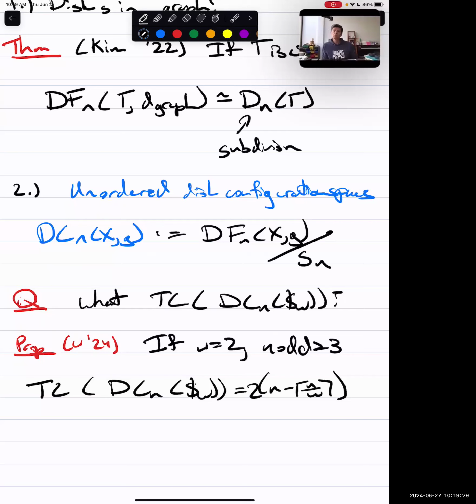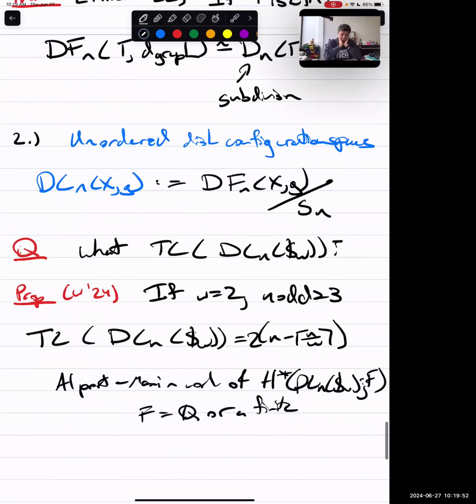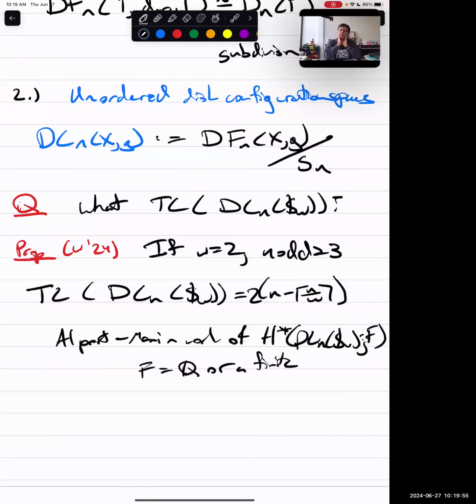One thing I want to note here, though, is that Alpert and Manin work out the cohomology ring of this configuration space for all finite fields. So F equal to Q, or a finite field. And so you would hope you could do some zero-divisor cup-length type argument to get a better bound here. And so with that in mind, I think I'm going to end.